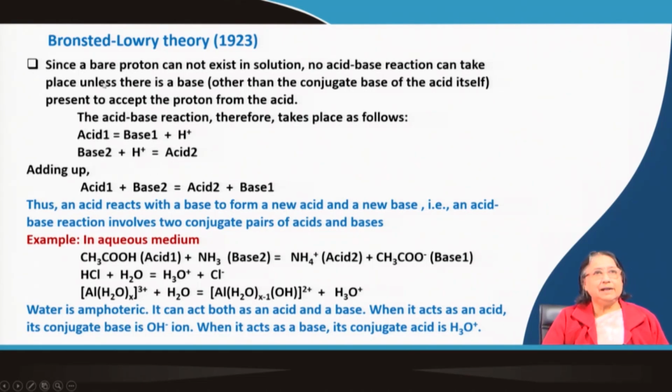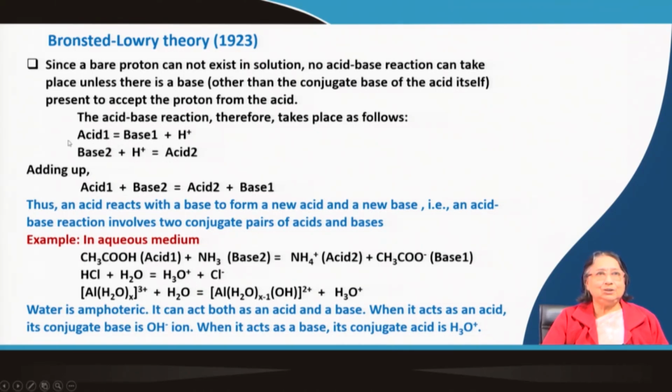So, here you can see, since a bare proton cannot exist in solution, no acid base reaction can take place unless there is a base. Why? Because some acid will give up a proton, but there must be some taker of that proton. So, it is nothing but a base. Because a proton cannot exist in solution, it must be combined with something. So, who will take it up? A base will take it up.